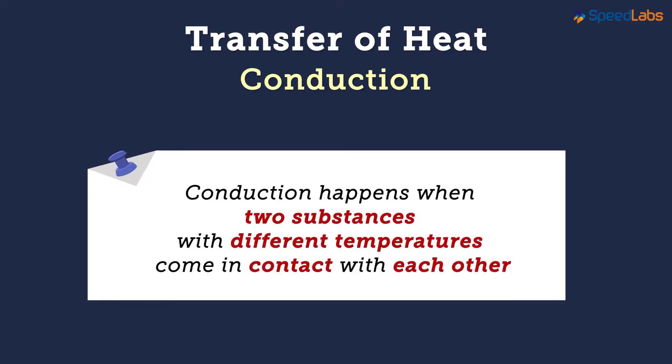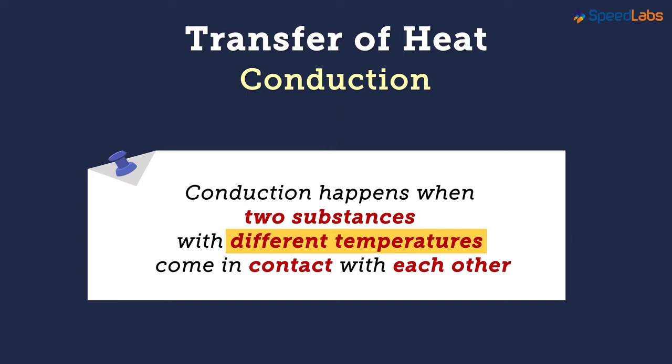Read it well. When does conduction occur? It occurs when two substances with different temperatures come in contact with each other. The difference in the temperatures is important for the transfer of heat to take place. But can all substances conduct heat easily?